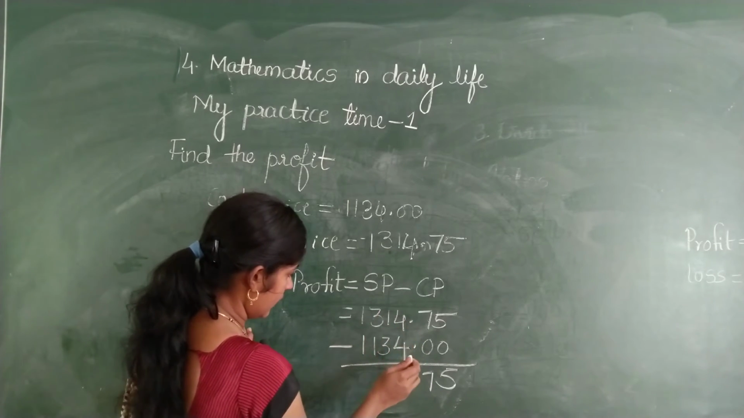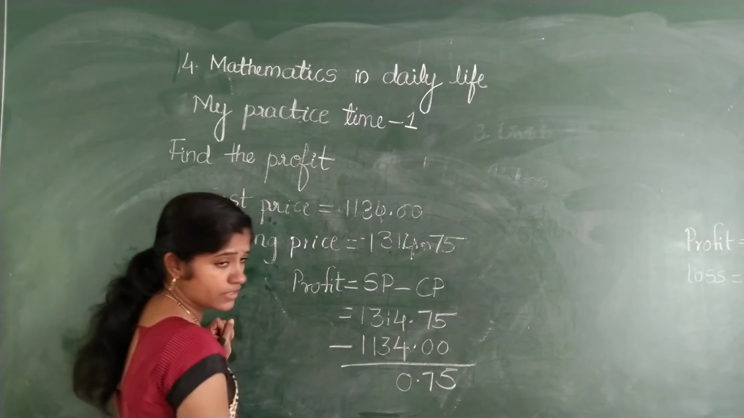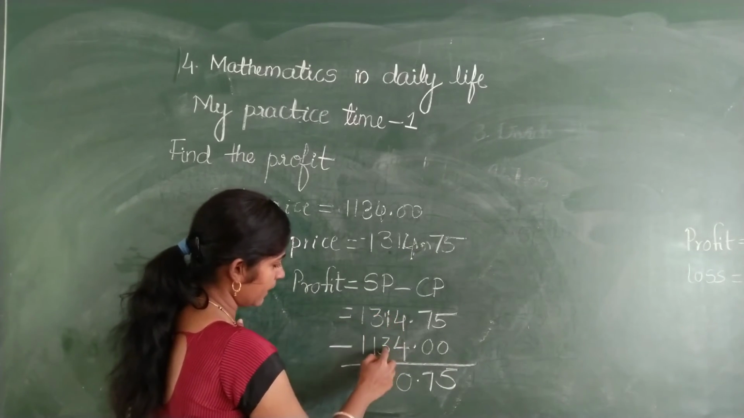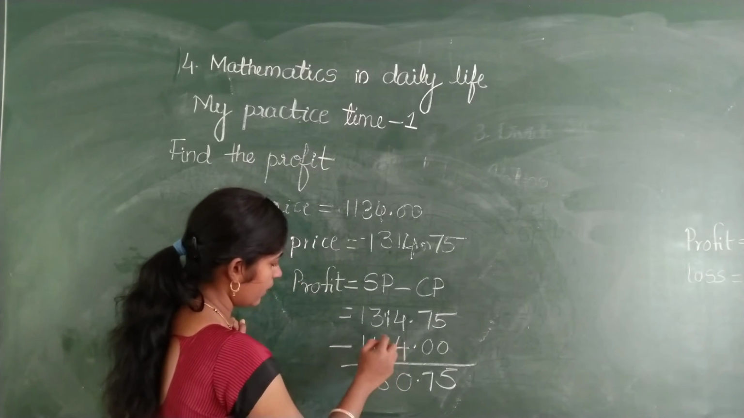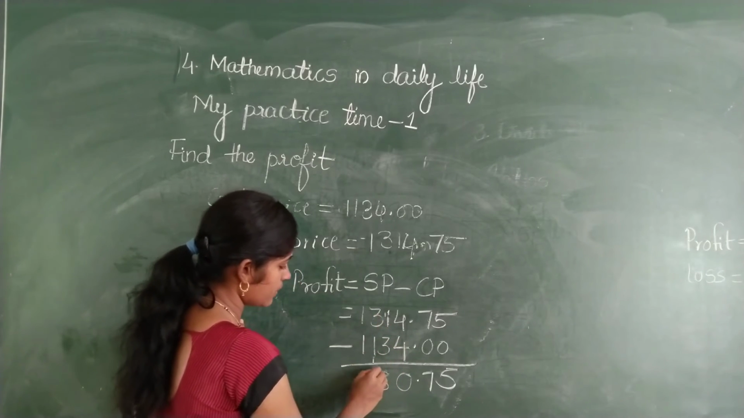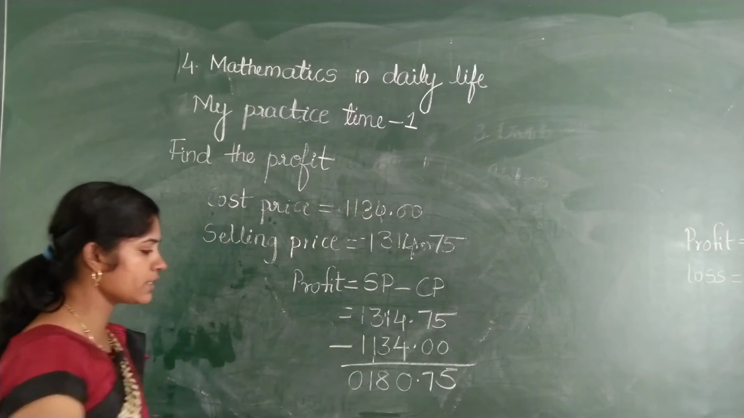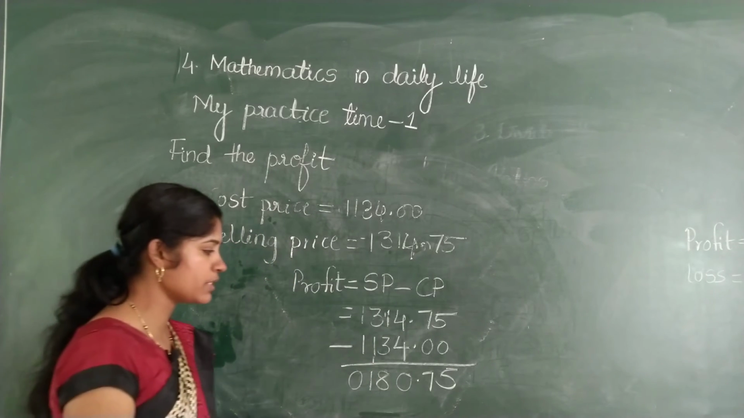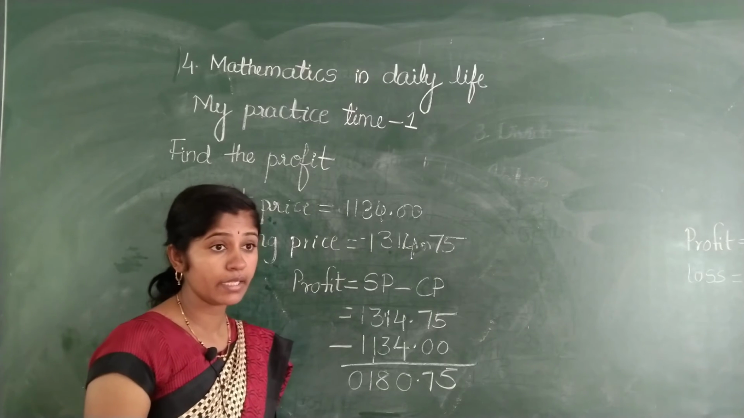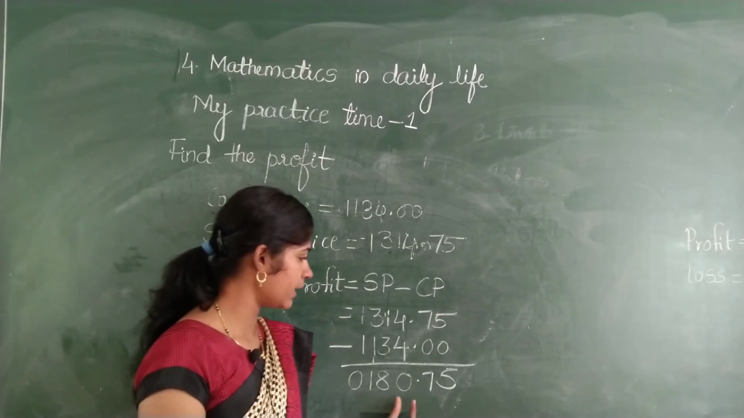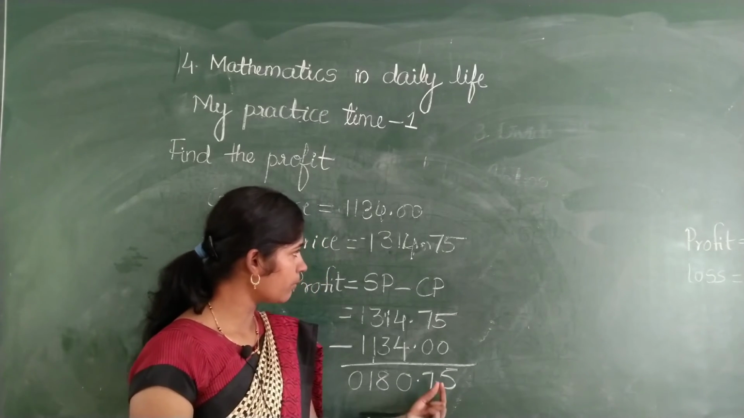Next see here, 1 minus 3 is not possible. So you have to take it as a carry. 11 minus 3 is 8. Okay. Next 3 minus 2 is 1. 1 minus 1 is 0. So its answer is 180 rupees 75 paise. By selling one fan, he has got a profit of 180 rupees 75 paise.